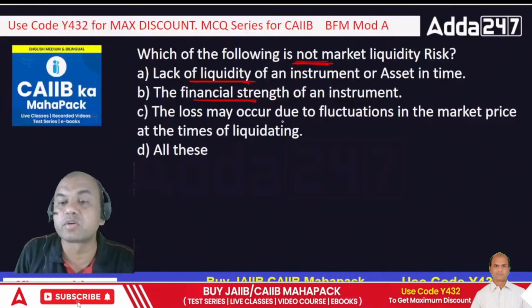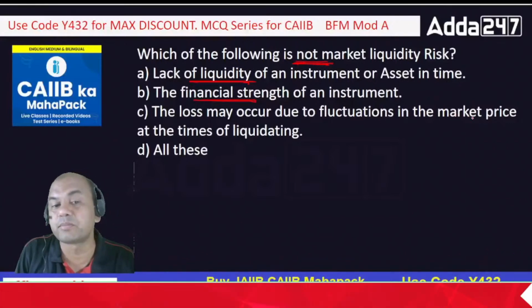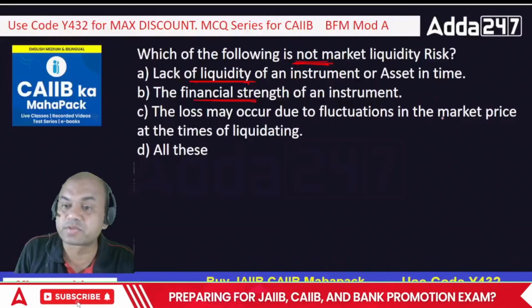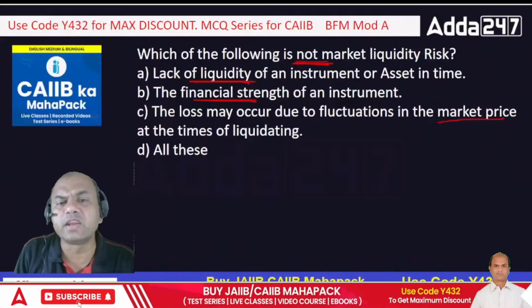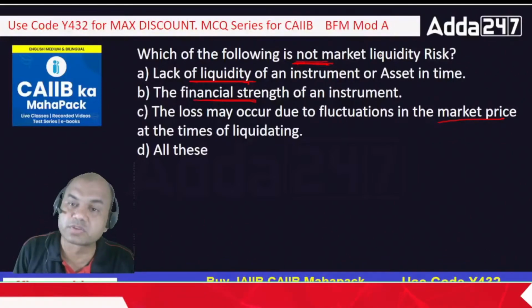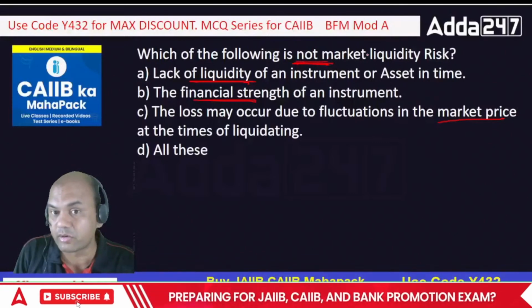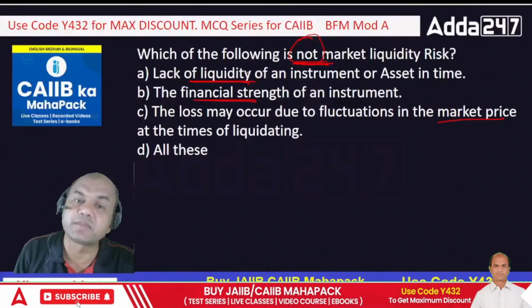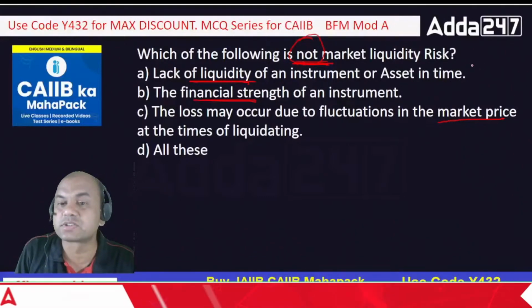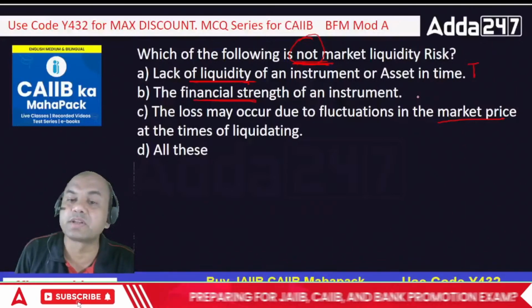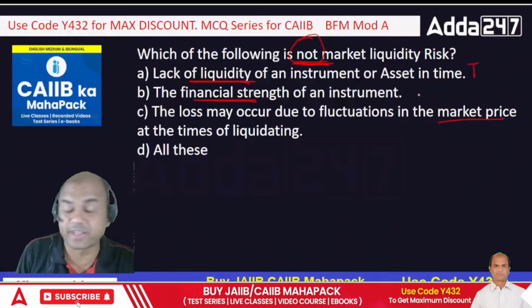The loss may occur due to fluctuations in the market price at the time of liquidating. So market price fluctuating, so any of these can be the answer. In fact, lack of liquidity is also here. Now understand, we want the option that is not a part of liquidity risk. So this can be a part of liquidity risk, so this is true. We want false. The financial strength of that instrument can be.